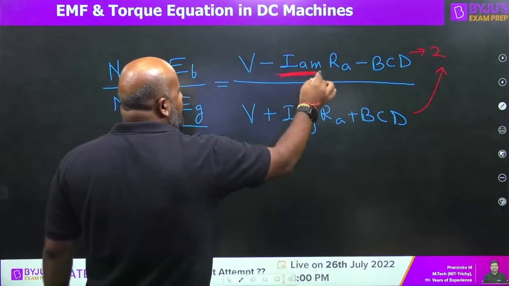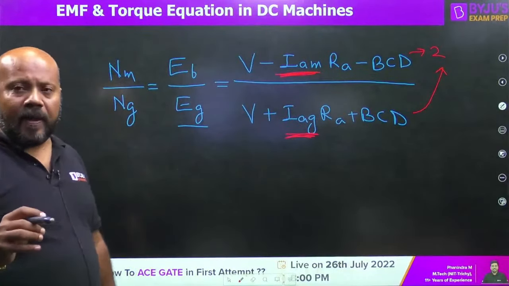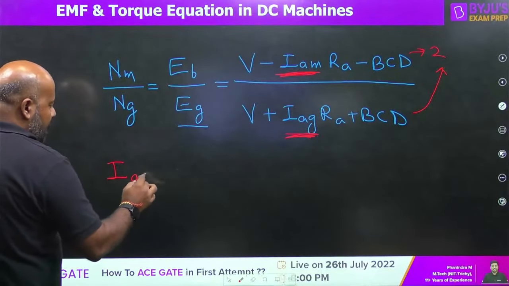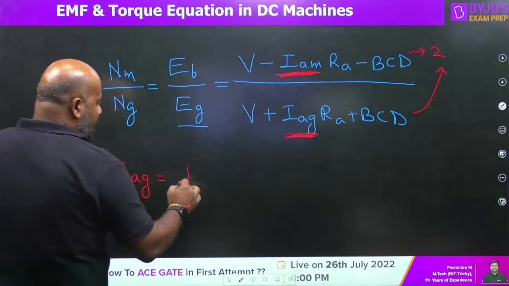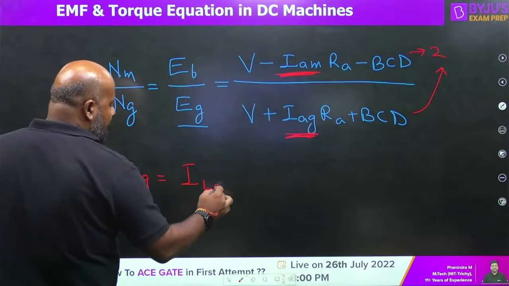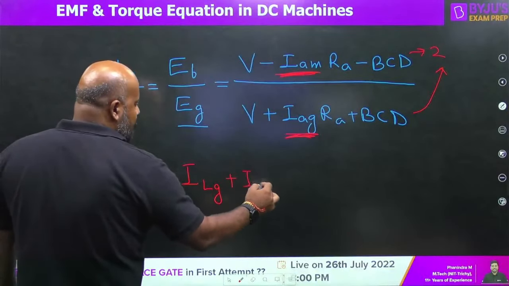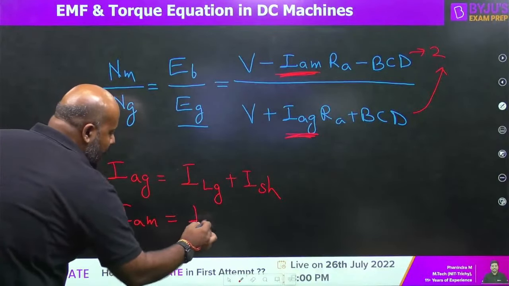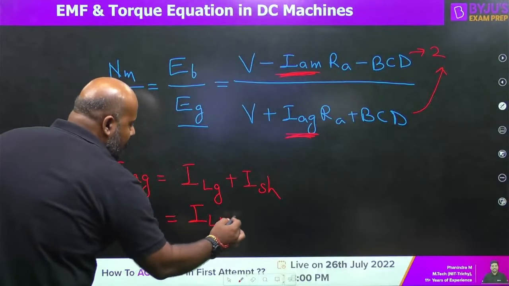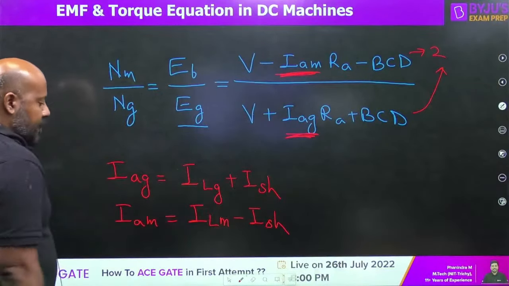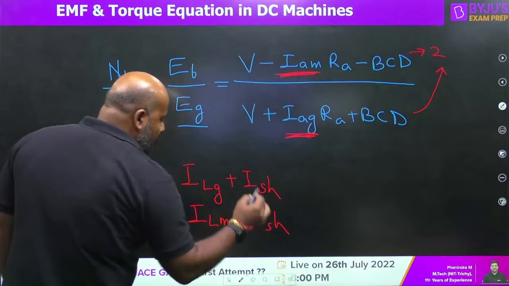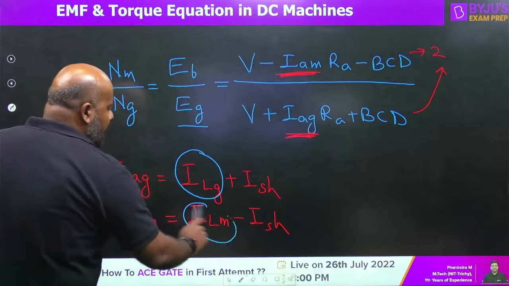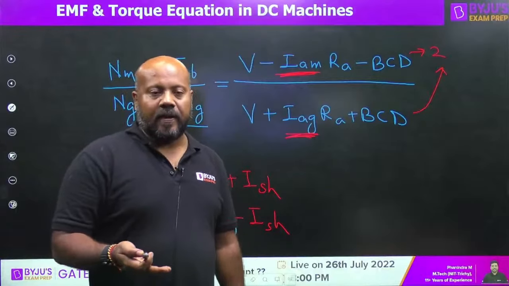So the only thing that you have to do in this question is write the current in case of generator and motor action. Can you tell me directly what is going to be the current in case of generator action? Yes, the armature current is the load current in case of generator plus shunt field current. Can you write the armature current in case of motor? Yes, this is going to be the line current in case of motor minus shunt field current. I hope you are able to follow this. How you are going to write the load current in case of generator and line current in case of motor, because ratings are mentioned.